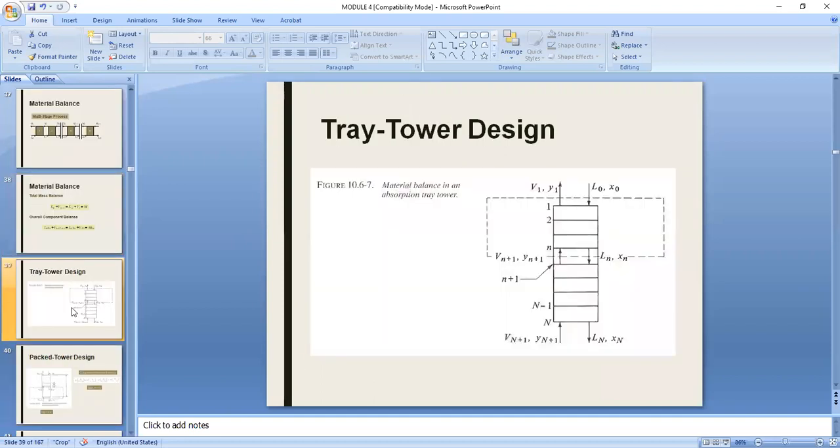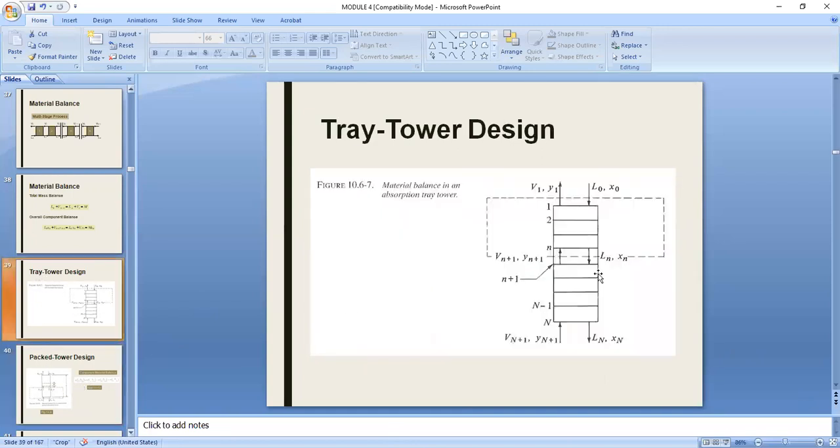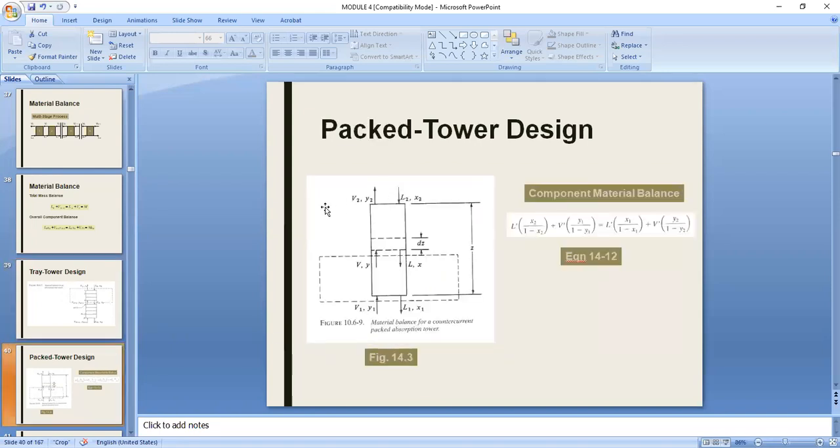Now for a tray tower, this is, if I'm not mistaken, taken from John Cook's, in the manner the figure is represented. Look even at the manner in which the streams are labeled. So this is your material balance in an absorption tray tower. Look at the way the phases are labeled and the corresponding mole fractions. So this is our tray tower. Now, if it's a packed tower, it's actually the same as the tray, with the same labeling. You can see the labeling here.